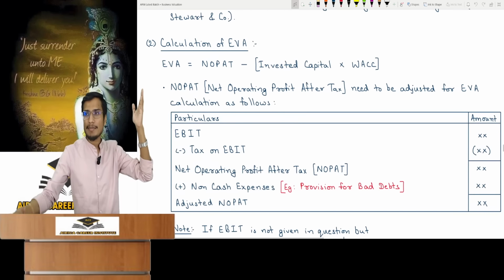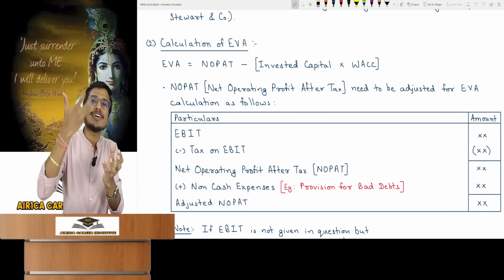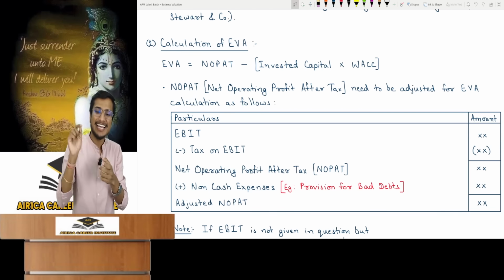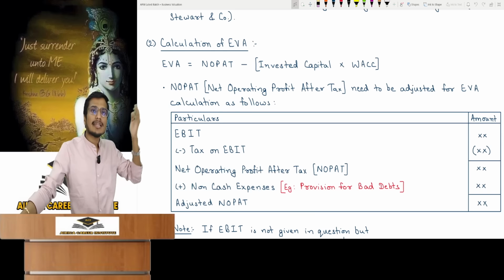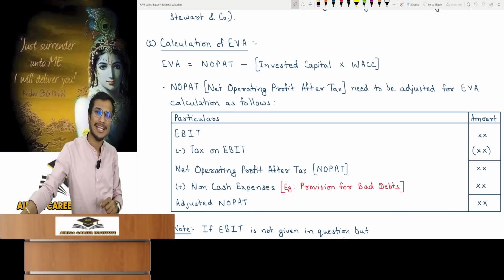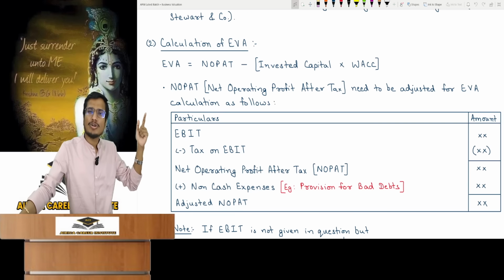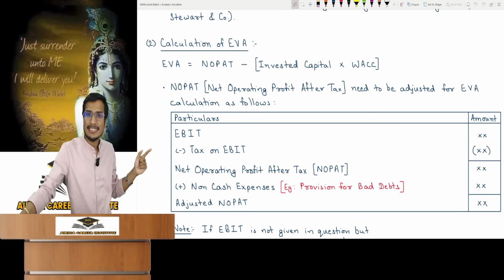Take NOPAT, how much did we earn minus the cost company is incurring on its capital. Capital employed will be called invested capital because we will make adjustments. Into WACC. This was EVA for which we saw an example. You need NOPAT, invested capital and WACC, which was explained in chapters basics. Okay, understood? We need NOPAT and invested capital. We know NOPAT is EBIT minus tax, but I mentioned adjustments, so you'll take the adjusted NOPAT, okay? So NOPAT comes from EBIT minus tax.